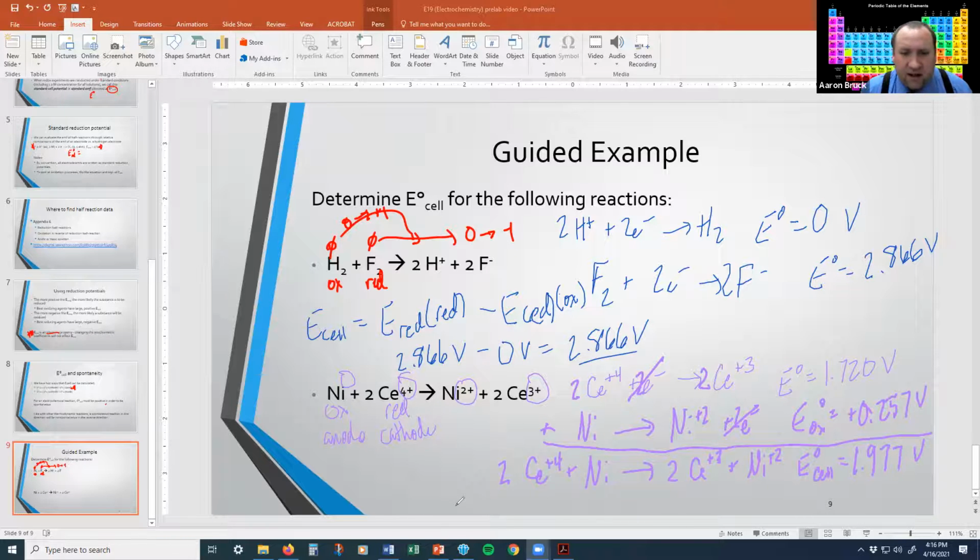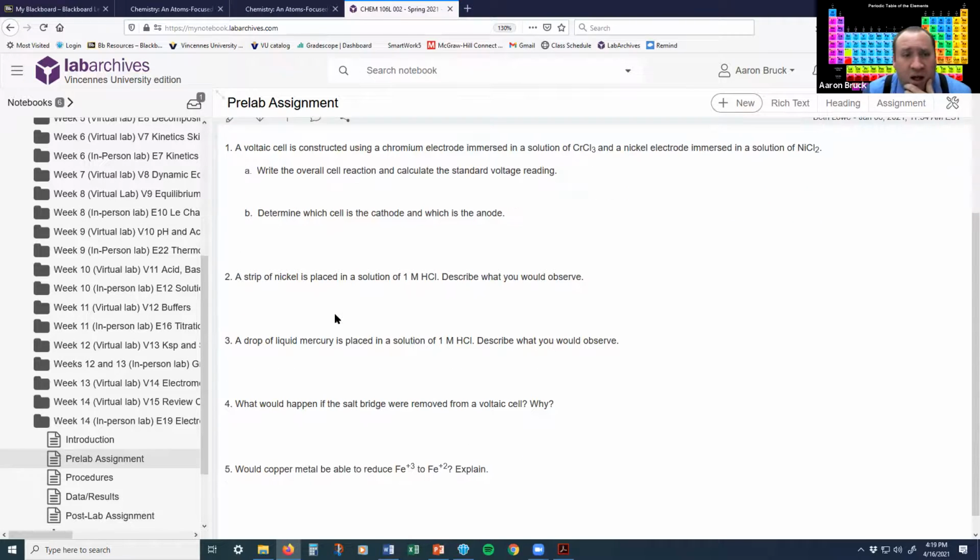Now, let's go ahead and turn to the pre-lab to see how this applies. Question number 1. A voltaic cell is constructed using a chromium electrode immersed in a solution of chromium 3 chloride, and a nickel electrode immersed in nickel 2 chloride. Write the overall cell reaction and calculate the standard voltage reading.